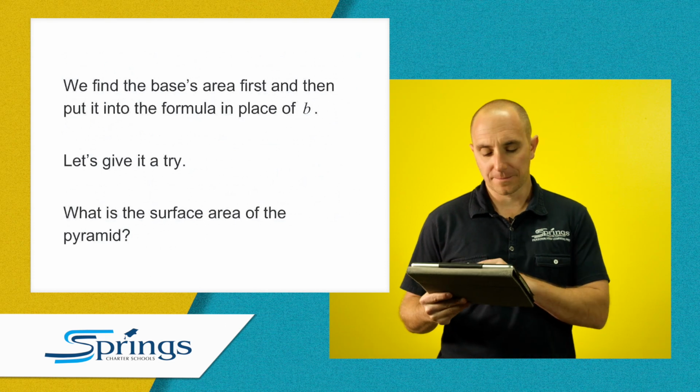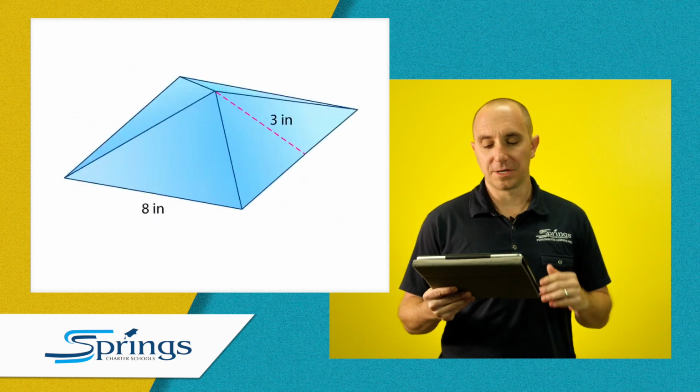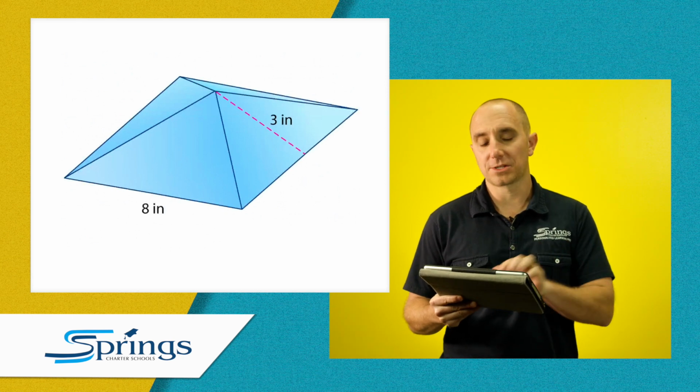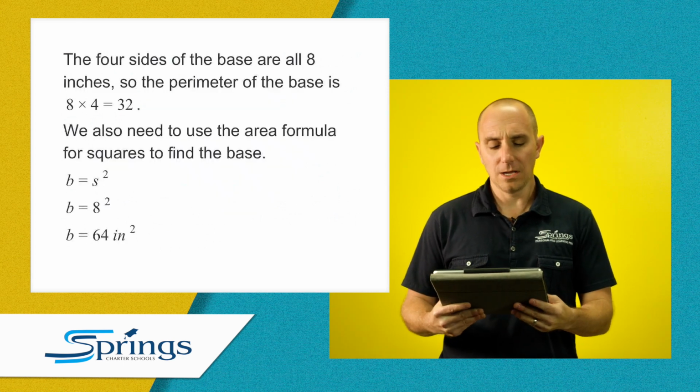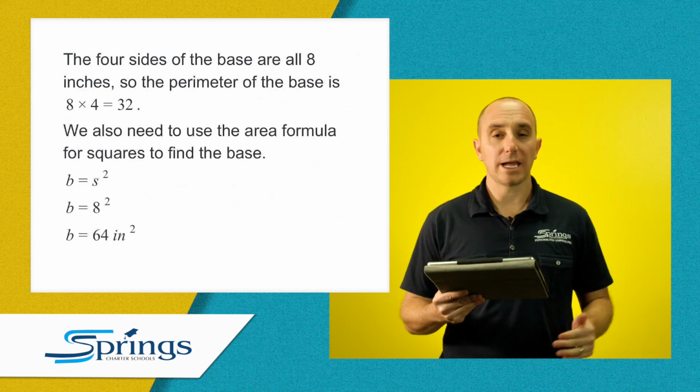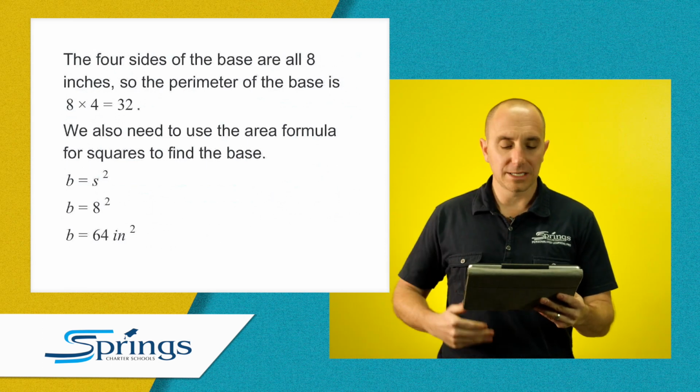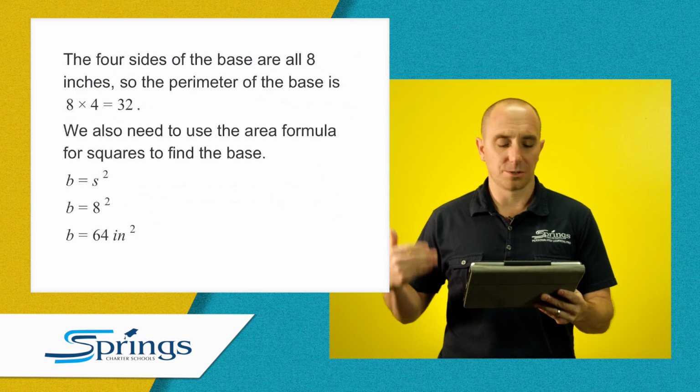So let's give it a try. What is the surface area of the pyramid? You can see here our pyramid. We have 8, and then we have a 3 as our slant height. The 4 sides of the base are all 8 inches. So the perimeter of the base is 8 times 4, which is 32.